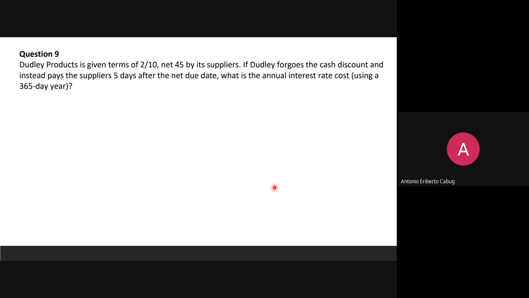Question 9. Dudley Products is given terms of 2/10, net 45 by its suppliers. If Dudley forgoes the cash discount and instead pays the suppliers 5 days after the net due date. So, hindi siya magbabayad on time. Magbabayad siya ng 5 days after the net due date. What is the annual interest rate cost using this time a 365-day year? A 365-day year. Okay, enter. Kung ano man mga sagot nyo, please enter.